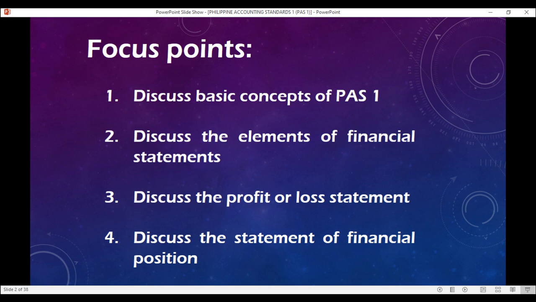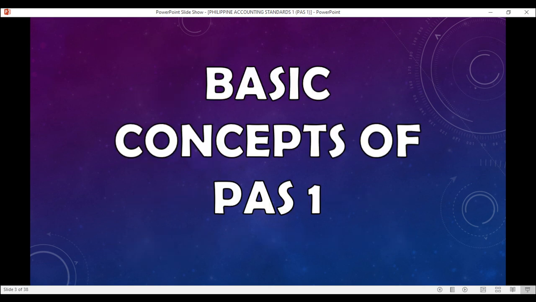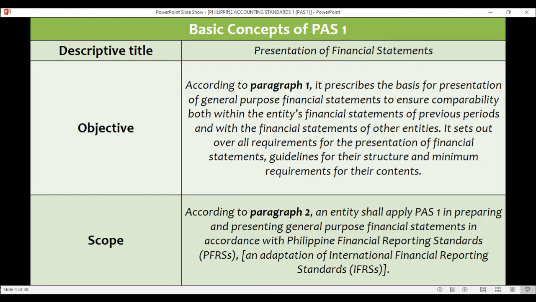Okay? So starting with the basic concepts of PAS 1, the descriptive title is presentation of financial statements. So by the name itself, alam nyo na agad kung ano ang nilalaman ng PAS 1. Okay? PAS 1, pag nakitang title na yan, dapat nasa isip, it provides provisions on the presentation of financial statements, on how we're going to prepare and present financial statements.